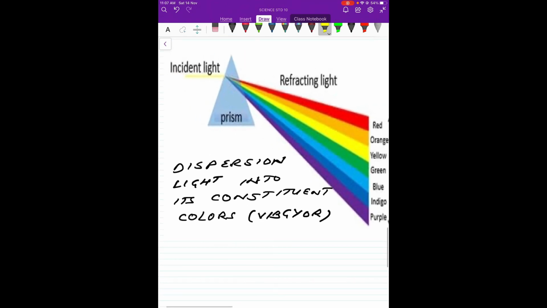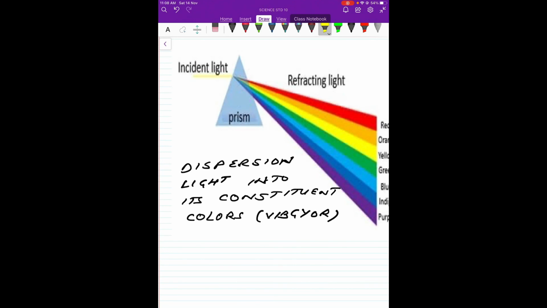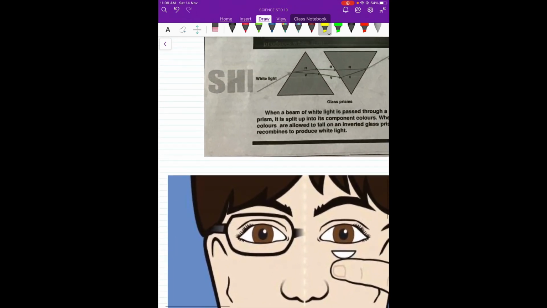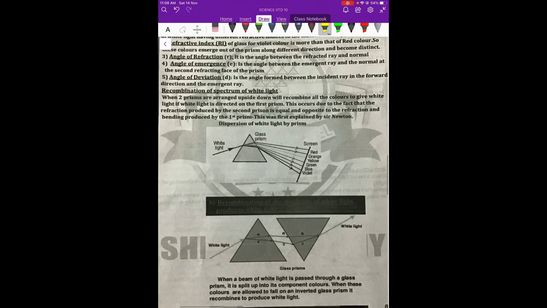It's a very clear diagram. Dispersion of light into its constituent colors. If you can see, these are the 7 colors. This is the incident ray, and the prism will give form to 1, 2, 3, 4, 5, 6, 7: violet, indigo, blue, green, yellow, orange and red. So this is VIBGYOR, these colors. This is the first thing.